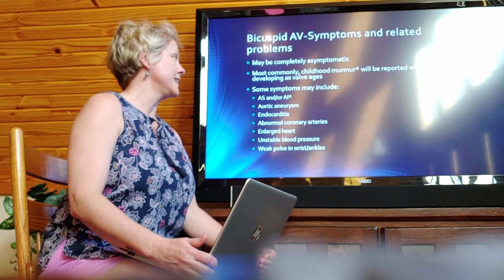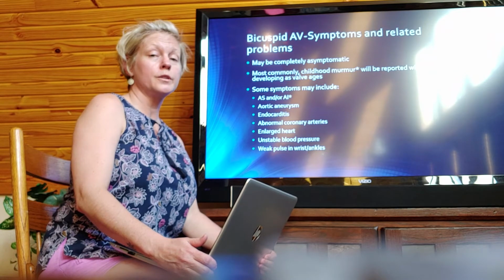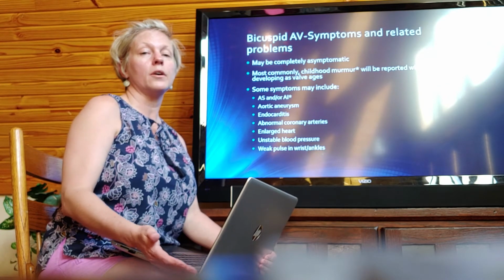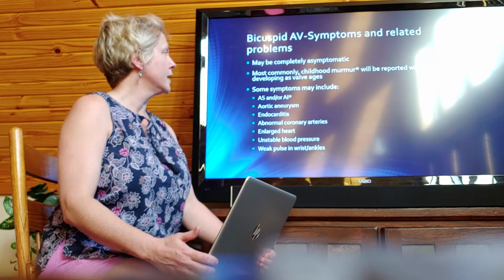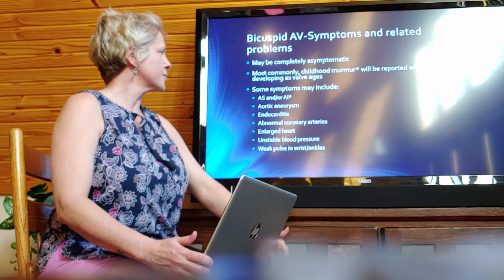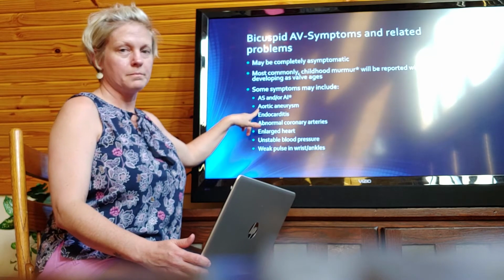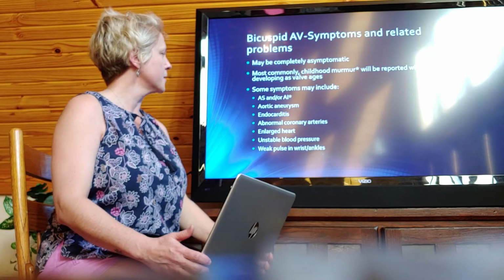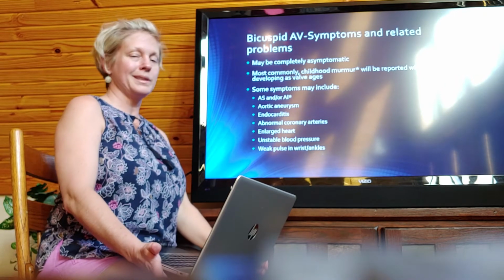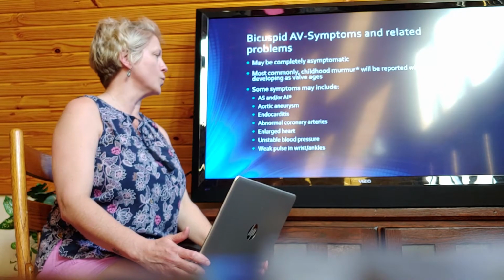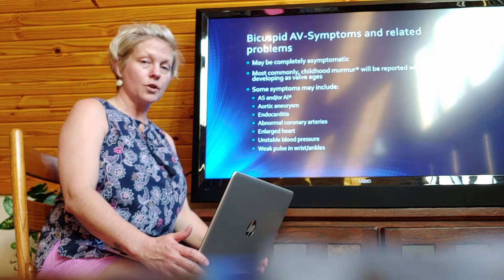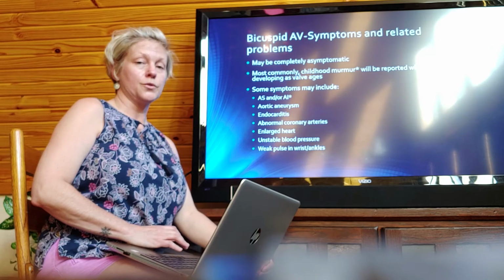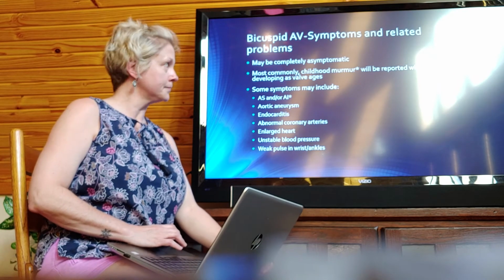Some of the symptoms you may hear about, or some common relation to a bicuspid aortic valve, is the regurg or stenosis. Those are the 2 things I kept seeing over and over. That's what you're going to see a lot with bicuspid aortic valve. And the murmur, of course. And also the aortic aneurysm. So that seems to be the top things reported right there. You're also going to have an issue maybe with endocarditis, abnormal coronary arteries, an enlarged heart, unstable blood pressure, or a weak pulse in your wrist or ankles.